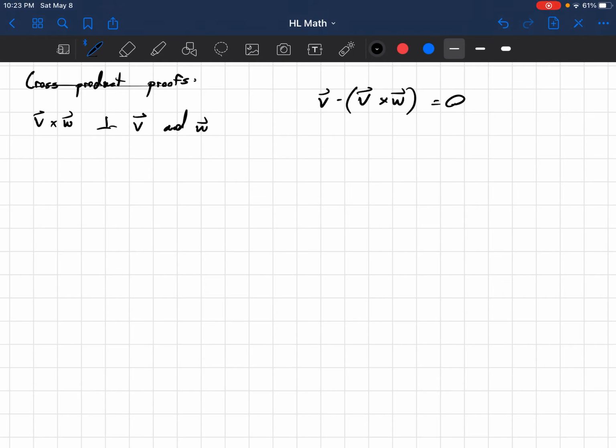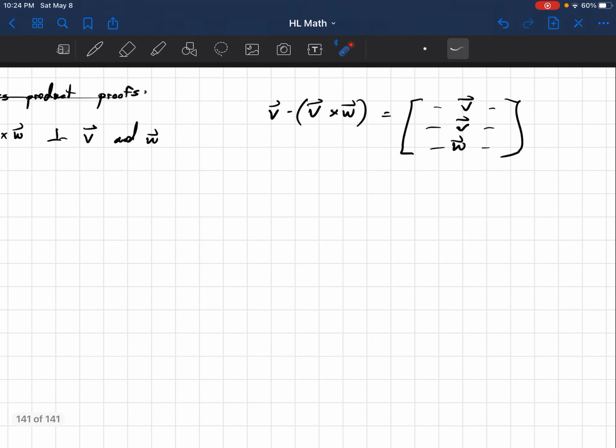If we imagine this dot product, we can think of V dot V cross W as a matrix, defined by the vectors V, V, and W. They're going to have components. We don't know what they are, but that doesn't really matter, so I've drawn the dashes there to represent the components. Now, we have a 3x3 matrix, which represents a parallelepiped spanned by the vectors.